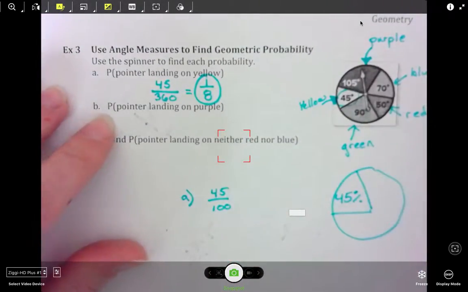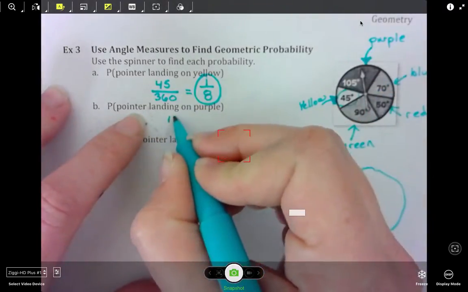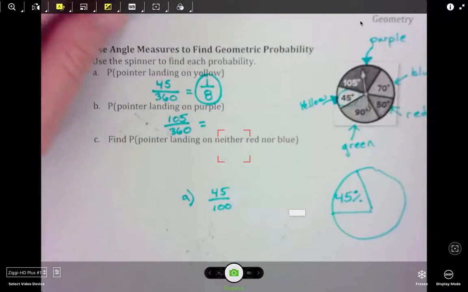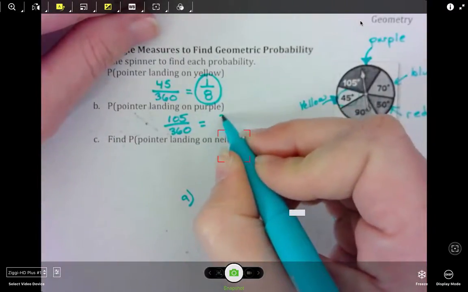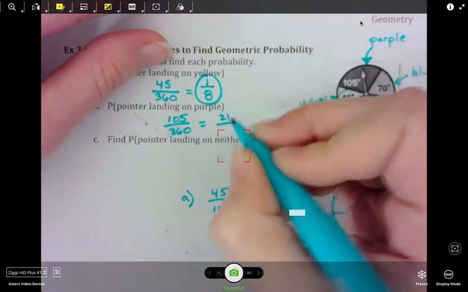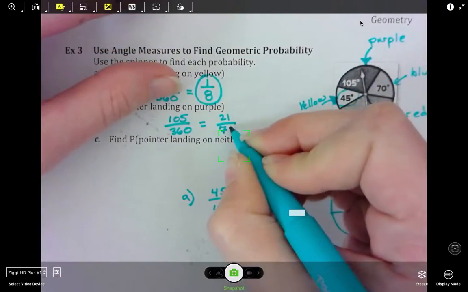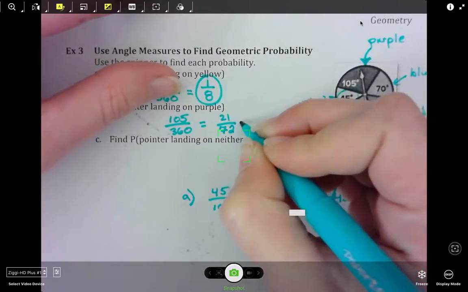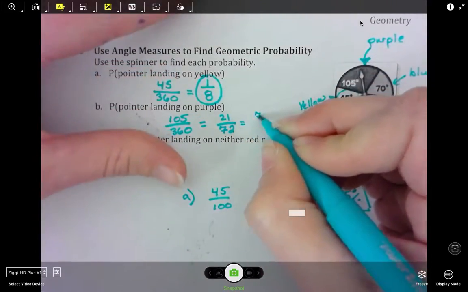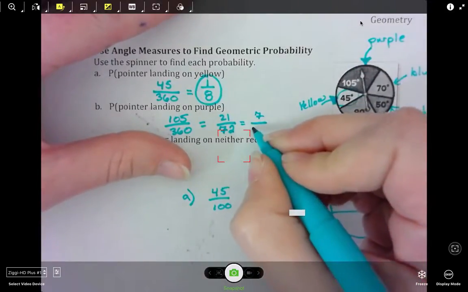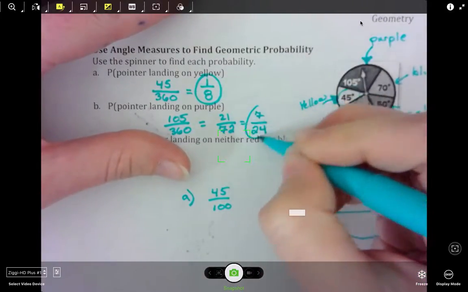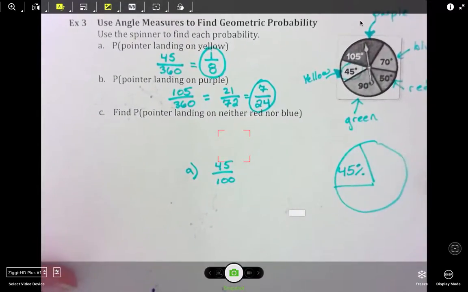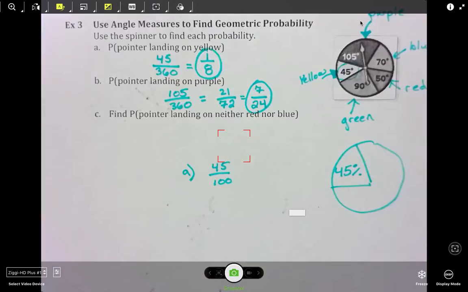The probability of the pointer landing on purple. Purple is 105 degrees out of 360. If you divide both of them by 5, I know that works. 21 over 72, maybe. But then that will reduce by 3, so 7 over 24. 7 out of 24, I think, is the reduced form. If I did that wrong, you can just fix it. So that's the probability of the pointer landing on purple.